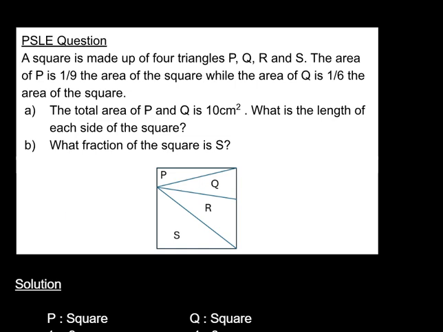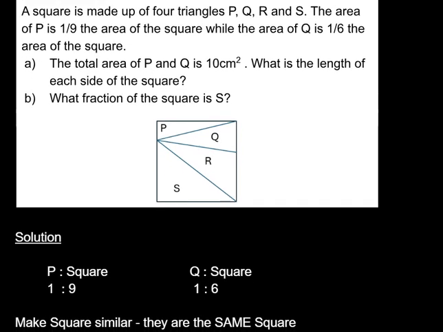The solution to this problem is best solved by using the ratio method. From the question, we know that P is 1/9, so P is 1 unit and the square is 9 units. Q is 1/6 of the area of the square, so Q is 1 unit and the square is 6 units. Since they are all referring to the same square, we make the square similar, which means I'm referring to the units here.